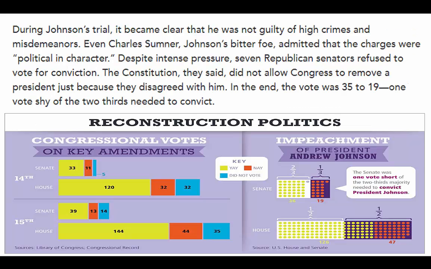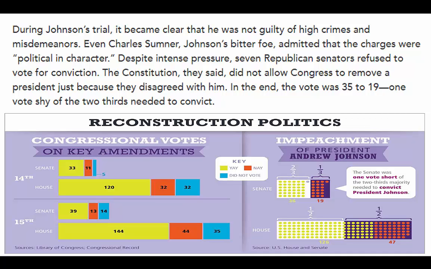During Johnson's trial, it became clear that he was not guilty of high crimes and misdemeanors. Even Charles Sumner, Johnson's bitter foe, admitted that the charges were, quote, political in character. Despite intense pressure, 7 Republican senators refused to vote for conviction. The Constitution, they said, did not allow Congress to remove a president just because they disagreed with him. In the end, the vote was 35 to 19, 1 vote shy of the 2/3 needed to convict.